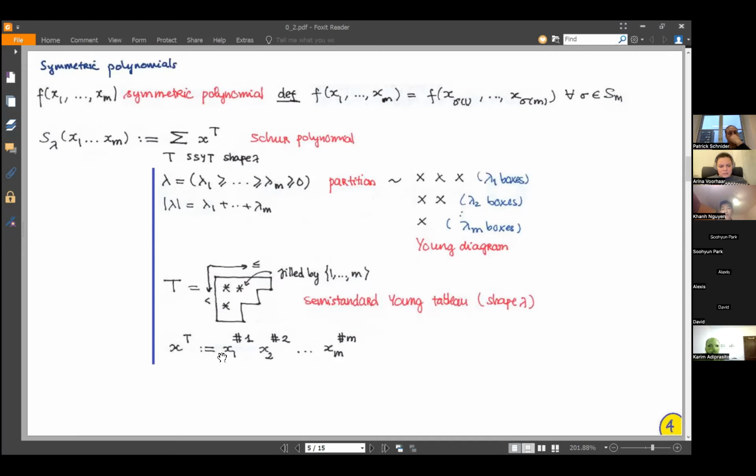For each semi-standard Young tableau T, we can associate to it a monomial x^T. It is given by x1 to the power of the number of entries 1 in T, times x2 to the power of the number of entries 2 in T, and so on, times xm to the power of the number of entries m in T.